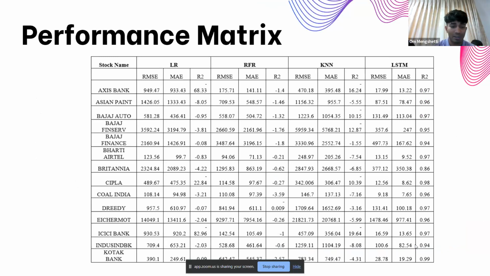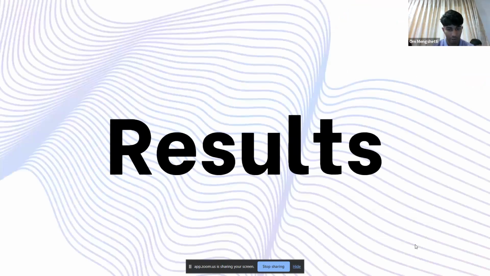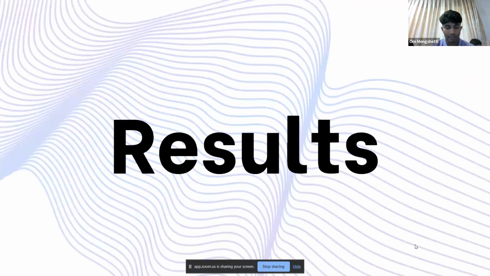So this is the performance matrix that we were getting. This is the result table of the performance matrix, where for every algorithm, we calculated the RMSE, root mean square error. Then we calculated the MAE and then R square for every algorithm. And then we found out that LSTM performs the best in these 4 algorithms. So these are the results.